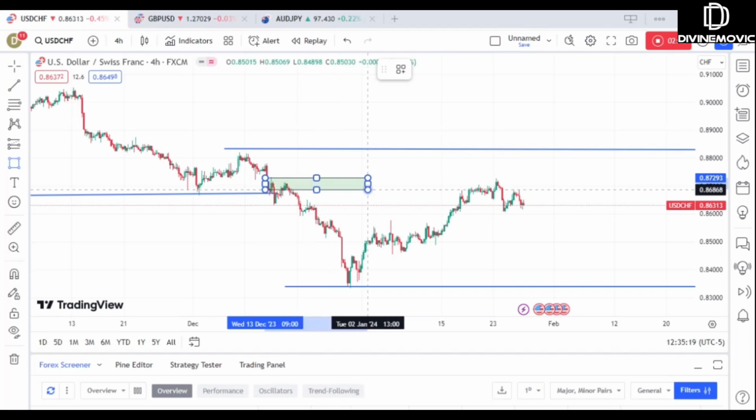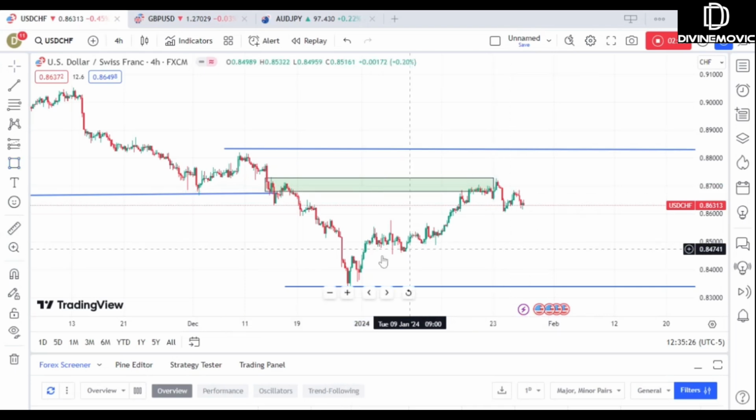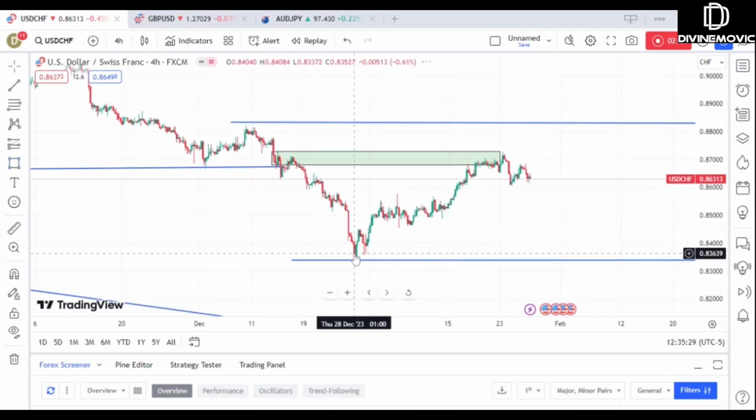So this is our point of interest, and we are interested in what price is going to do when price comes back to this area. Now, what did you see when price came back? Let's study this trend here.